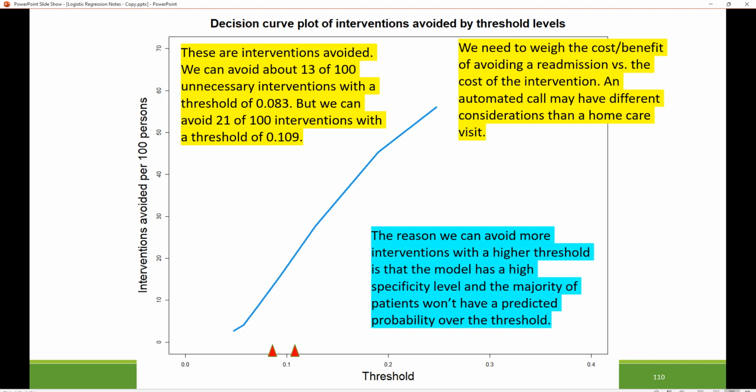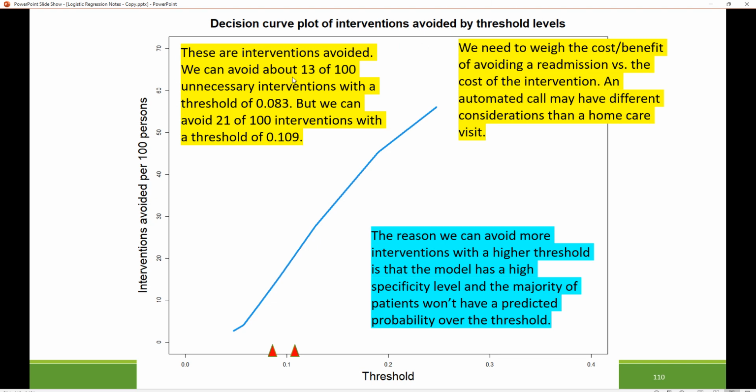And by doing so, we should be able to save a lot, and we can also calculate how many patients we can safely exclude from these interventions without raising the number of patients with 30-day readmissions slipping through the net.